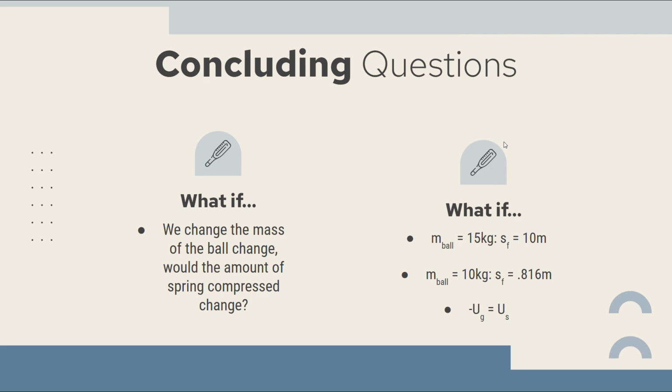What if we change the mass of the ball, and would the amount of the spring compressed change? Well, if we change the mass of the ball from 15 kilograms to 10 kilograms, we see that the s, or the amount compressed, would change. It would go down. This is because the gravitational potential energy is directly proportional to the spring potential energy. So if mass decreases, the s decreases.